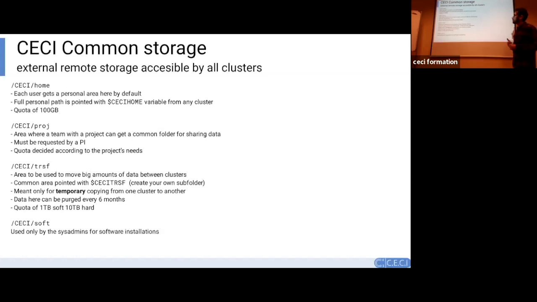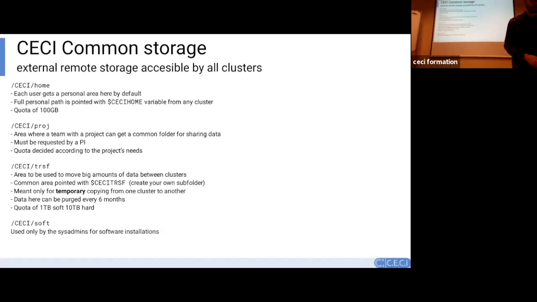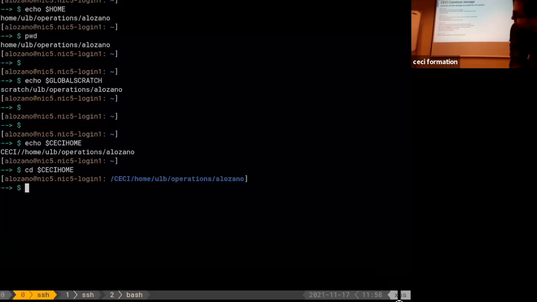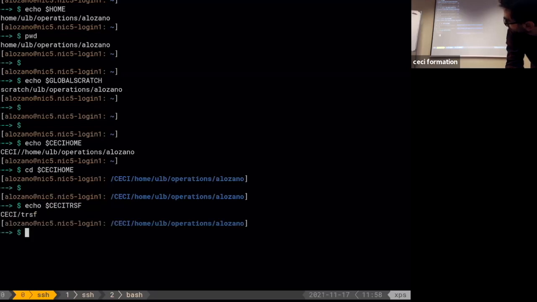Then we have the CECI transfer area, CECI TRS. And here you have the CECI TRS variable, but in this case there's no echo, it just points to plain CECI TRSF. You will see that here, actually, this is like a big common scratch area.